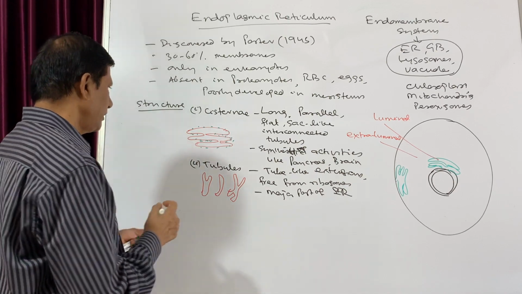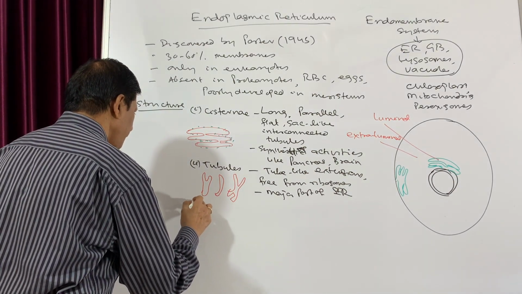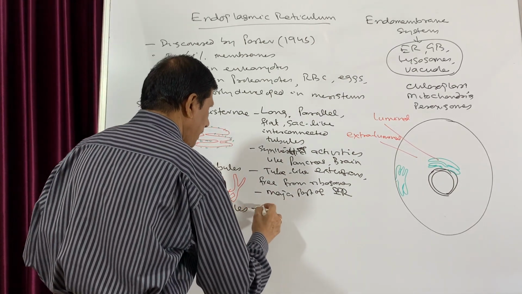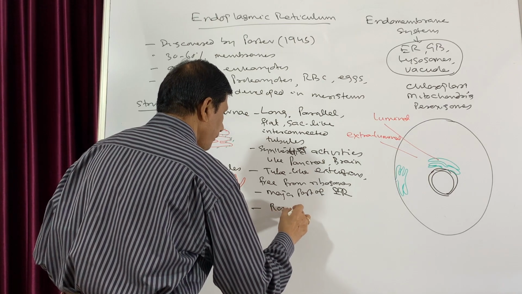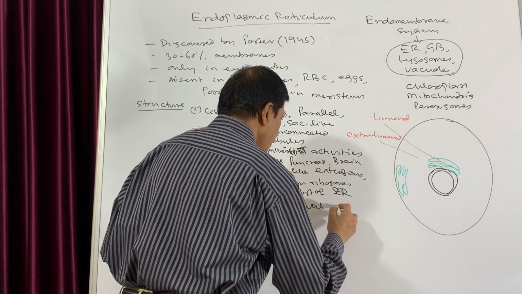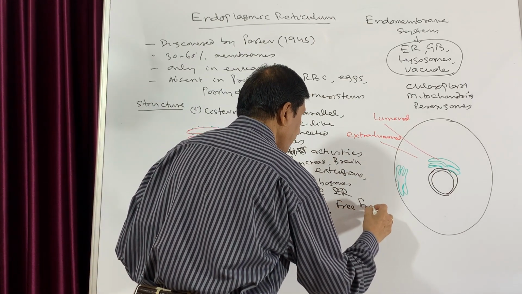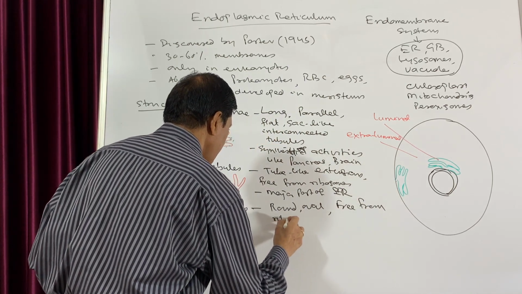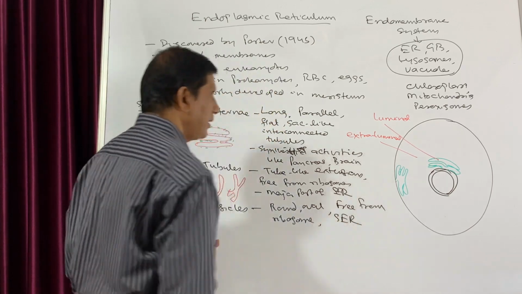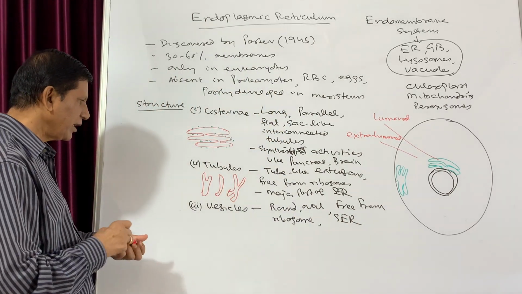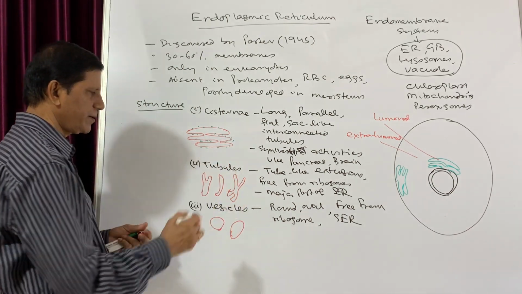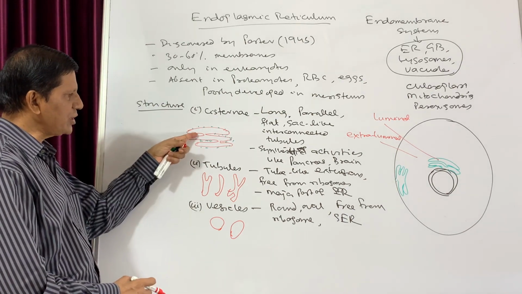Then the third one is vesicles. The vesicles are usually round or oval, and they are also free from ribosomes. They are also part of the smooth endoplasmic reticulum. These vesicles are either round or they may be oval like this. So these are the three: cisternae, tubules and vesicles.